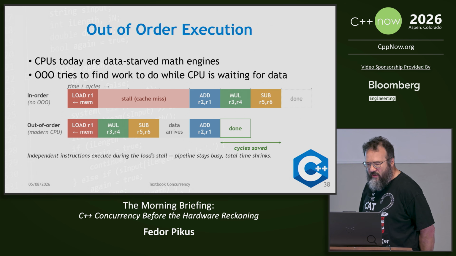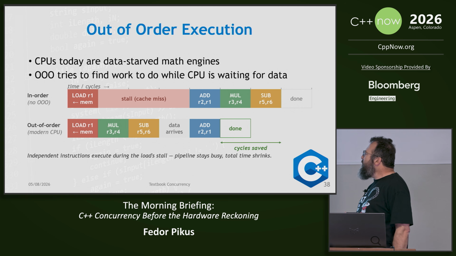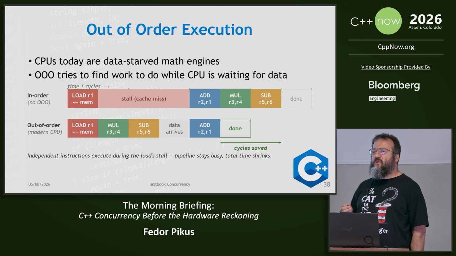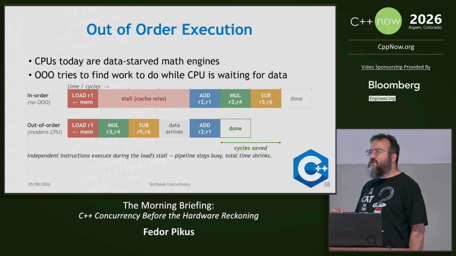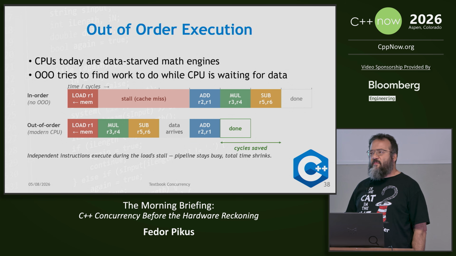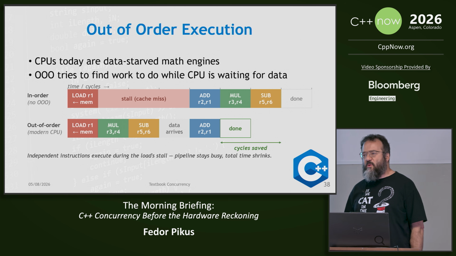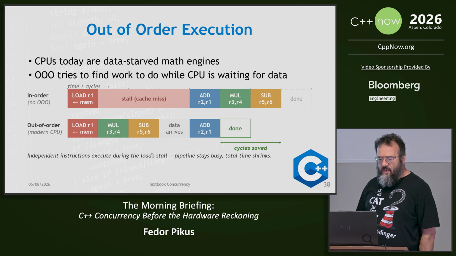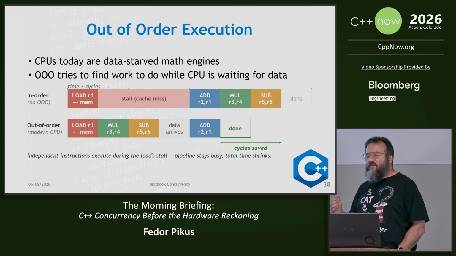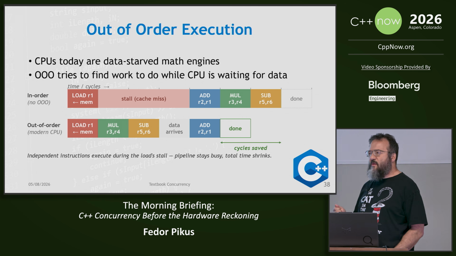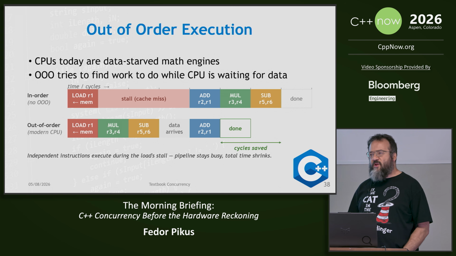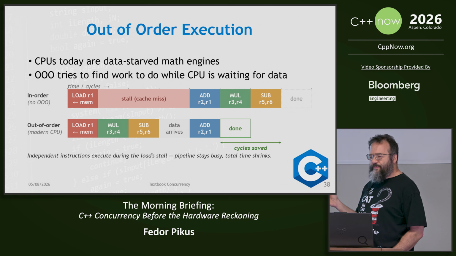Why does hardware reorder the code? Hardware reorders the code for a very simple reason. It has to give you good performance. Modern CPUs are massive math engines starved of data. That's just how hardware is built. It has a lot more compute capacity than you could ever feed data into it in practice. One of the solutions CPU designers came up with to reduce this data crunch problem is out-of-order execution.